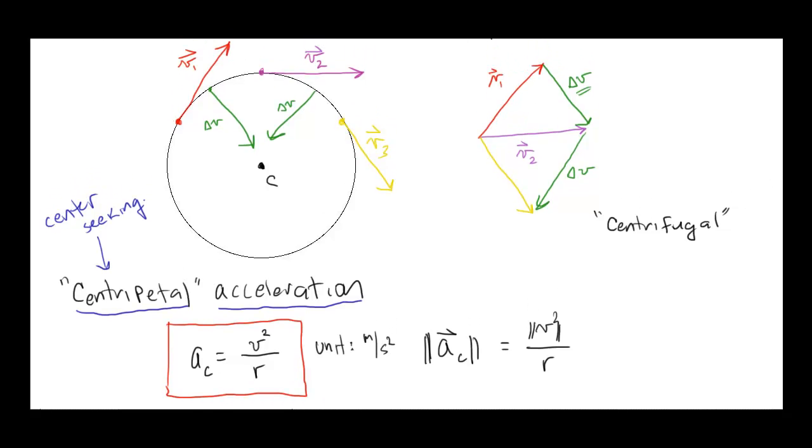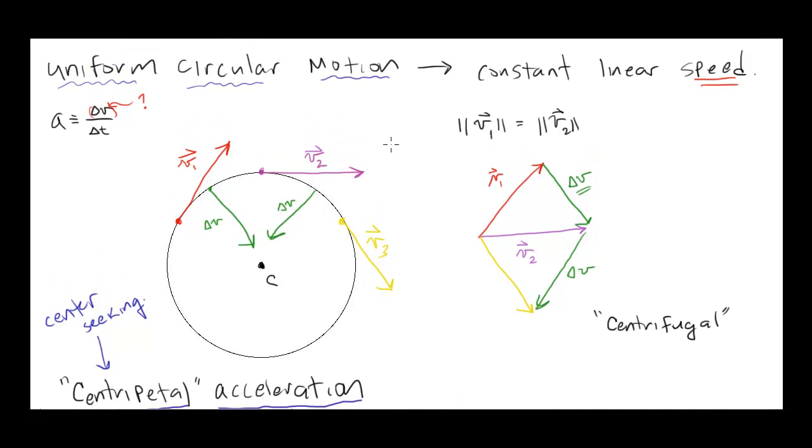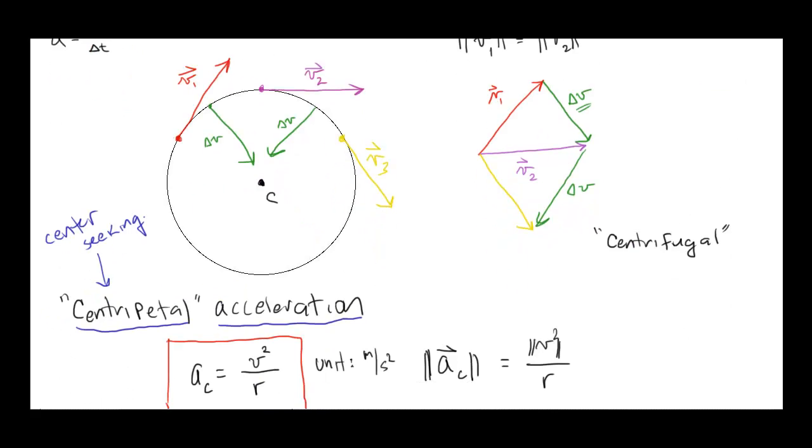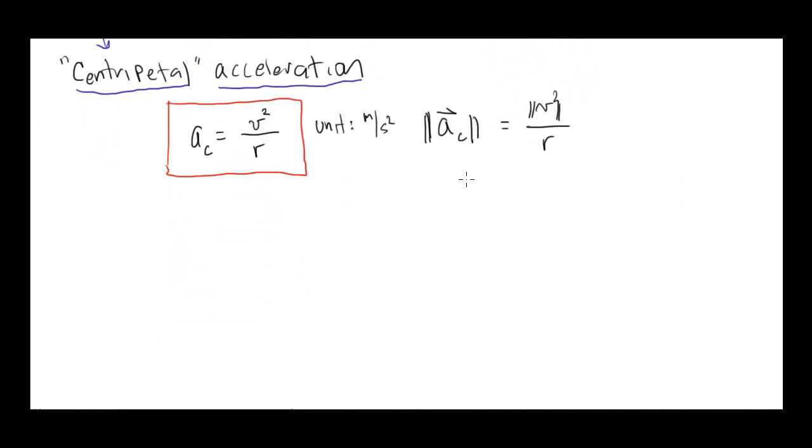And again, remember what v is. When we're talking about v, this is the linear speed that the object has as it's moving around this circle. That's what we mean by v. So for right now, this is our expression for centripetal acceleration, acceleration towards the center.